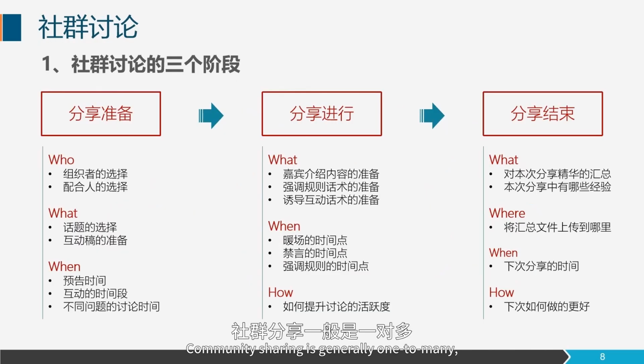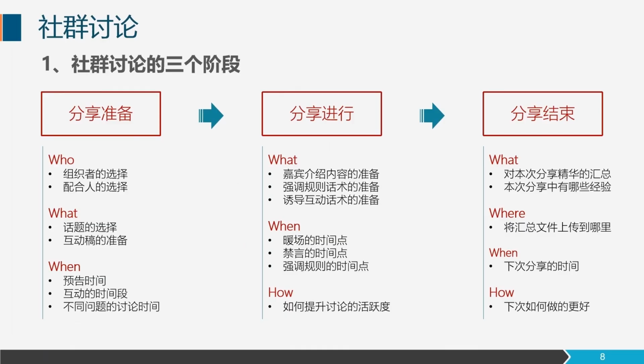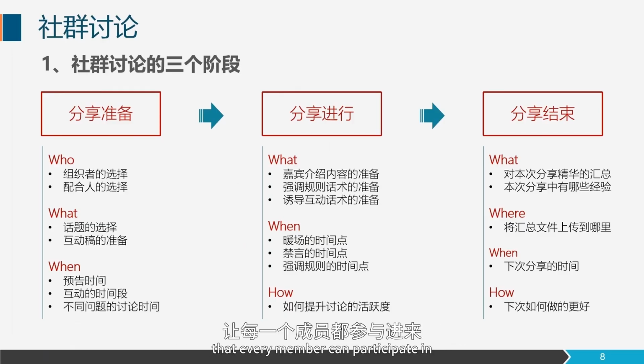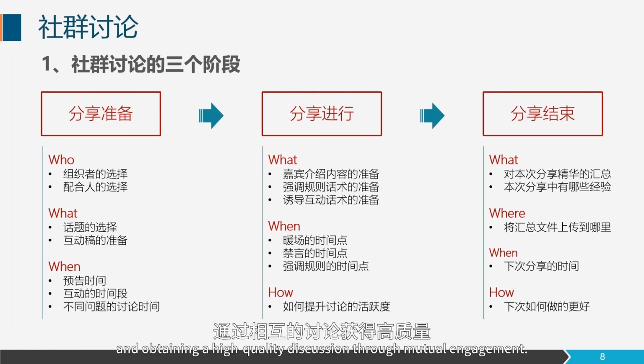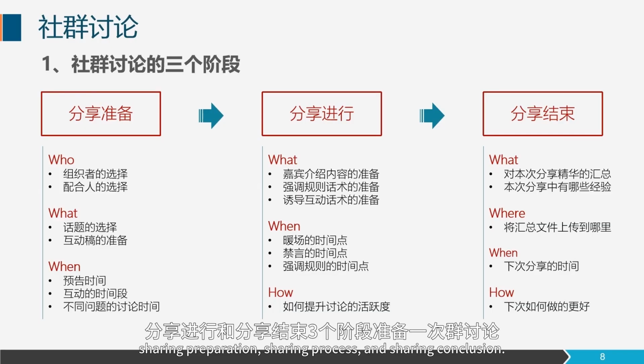Community sharing is generally one too many, with one protagonist leading the output and others learning. Community discussion is mainly about finding a topic that every member can participate in and obtaining a high-quality discussion through mutual engagement. We can prepare for a group discussion in 3 stages: sharing preparation, sharing process, and sharing conclusion.